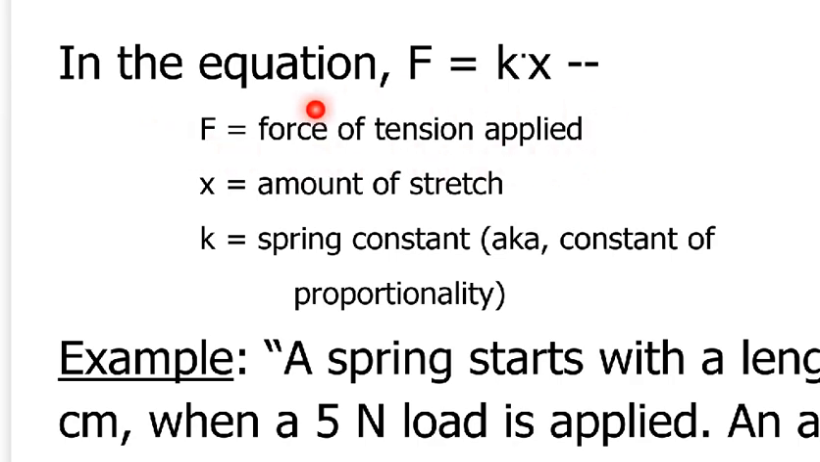F is the force of tension that is applied to the spring or other object that we're stretching. X is equal to the amount of stretch that occurs. Again, it's not the total length, it's the amount of stretching that has occurred. So it's the change in length that happens as a result of this force, the stretch only, not total length. All right, and then k is the constant of proportionality for this equation. It's called the spring constant, and for any specific spring, the spring constant is just a property of the spring.